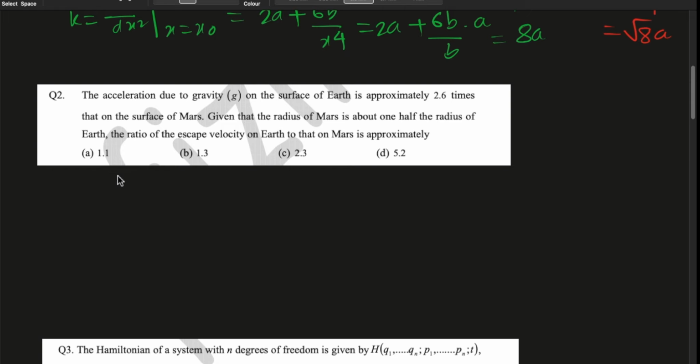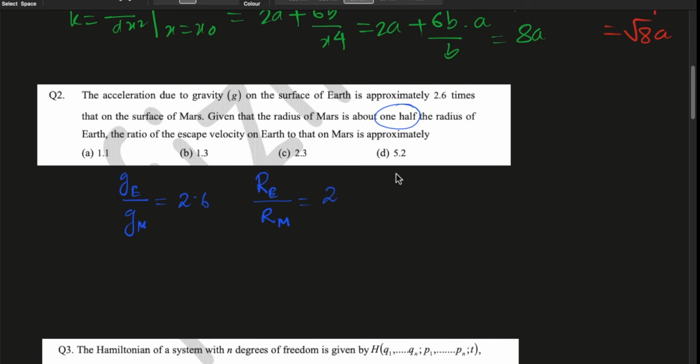So the acceleration g on the surface of the Earth is approximately 2.6 times g on Mars. All right, so 2.6 times. Now, given that the radius of Mars is about one half, if I talk about the radius of the Earth by the radius of Mars, the Earth's radius is twice that of Mars, so R_E by R_M is equal to 2.